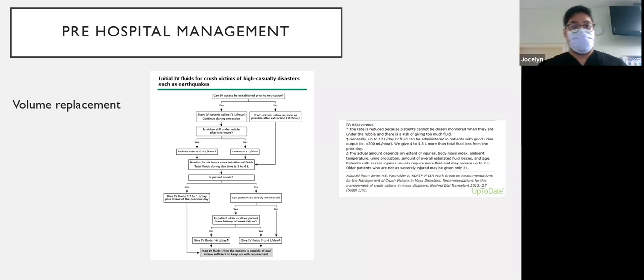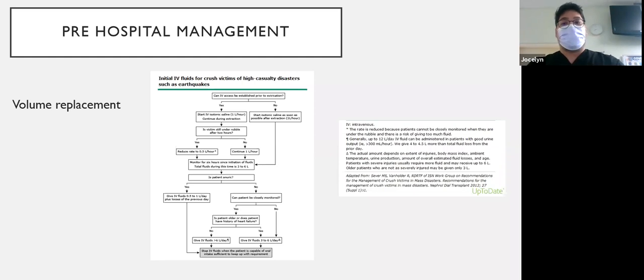All right. And we monitor for 6 hours. Let's say the patient is still stuck in the collapsed building, we monitor up to 6 hours. Total fluid we have already given is 3 to 6 liters. And suddenly, is the patient anuric? Yes, then we give IV fluid 0.5 to 1 liter plus losses of the previous day. But don't worry. As long as you know what to give, you know how to manage, and you expect there will be fluid overload, you will be safe.